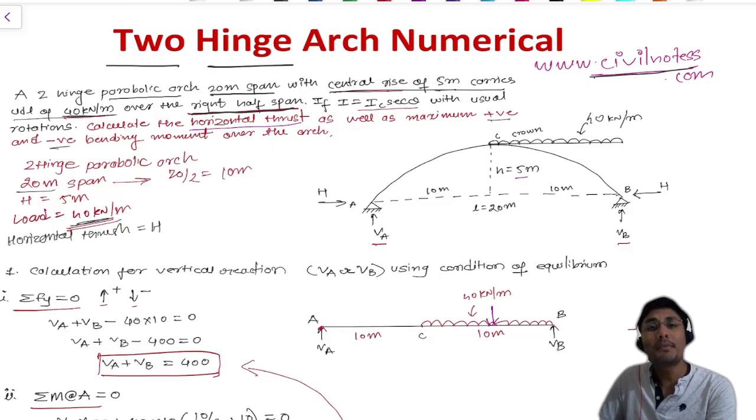So in this part number 2 of the two-hinge arch numerical, I am going to provide you the rest of the calculation procedures to get the positive and negative bending moment.